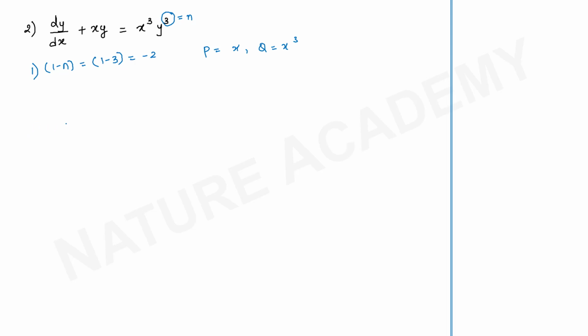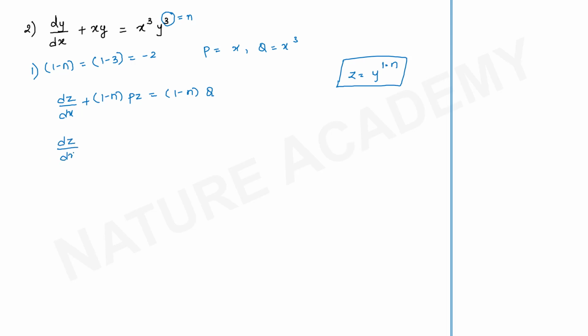Now write this given equation in this form. Which form? dz by dx plus 1 minus n into pz is equal to 1 minus n into q. Remember, this z is equal to y raised to 1 minus n. We will use this later. Once we are done with the general solution, in the last step we will use it and find the value of y.